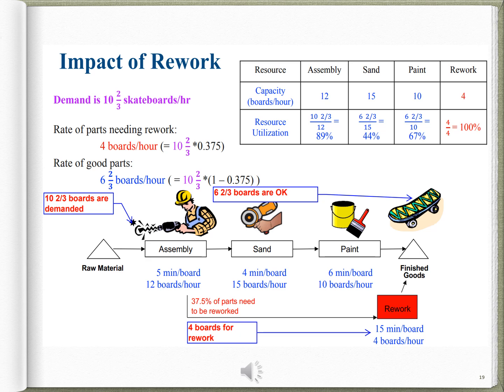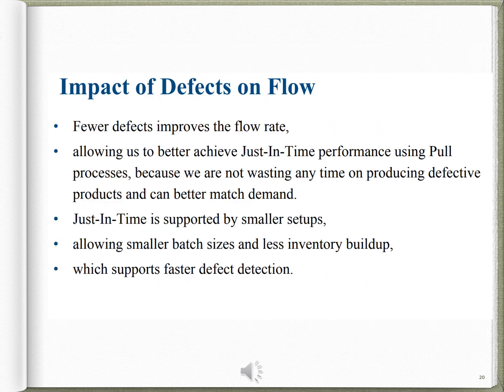This is confirmed when we review the resource utilization per step. Now assembly has 89%, 44% for sanding, 67% for painting, and 100% for rework. In summary, defects significantly impact the flow of the process. Fewer defects improve the flow rate because we are not wasting time producing defective units, allowing us to meet the demand. A better flow rate allows us to achieve a just-in-time performance using a pull process.